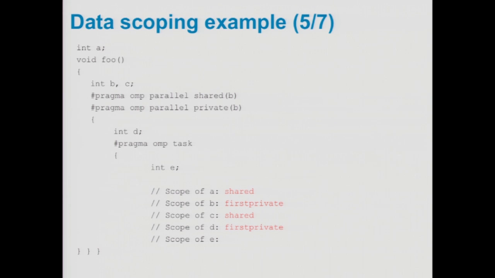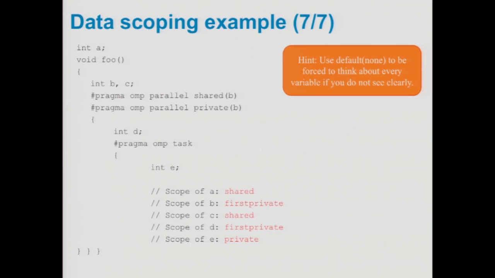D was the same as B. It's a private variable to the thread. It was allocated in an inner scope, which is logically the same as using the private clause, so it's treated the same way. And then E is allocated inside of the task, so by default it's just private. And it follows the same rules, which means E is actually uninitialized, or undefined what its value is. It doesn't have an initial value, and it's assumed that the task itself is going to assign an initial value to that particular variable. It's just uninitialized storage for use inside of the task.